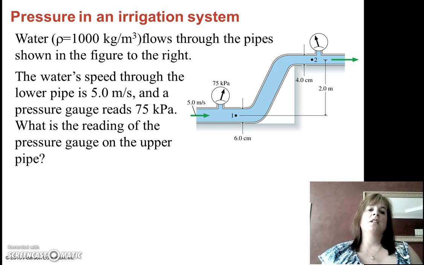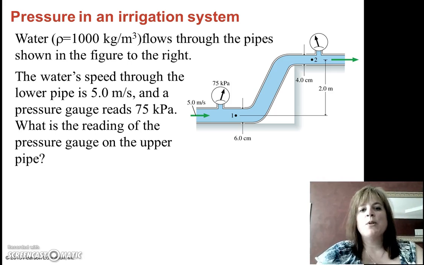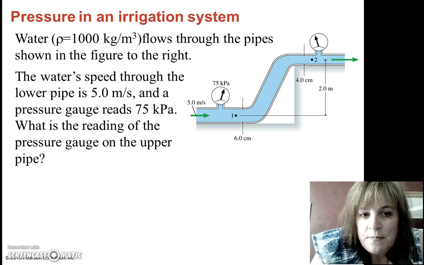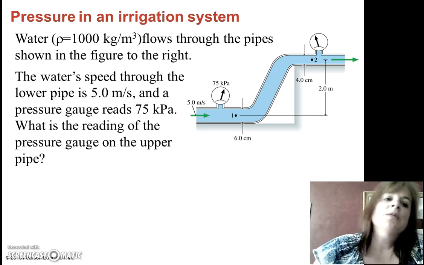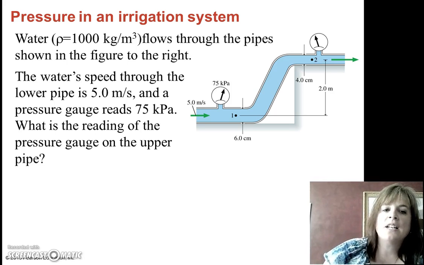Well, the first thing we need to do is write down Bernoulli's equation. And then let's rearrange it to solve for pressure 2. Go ahead and do that.